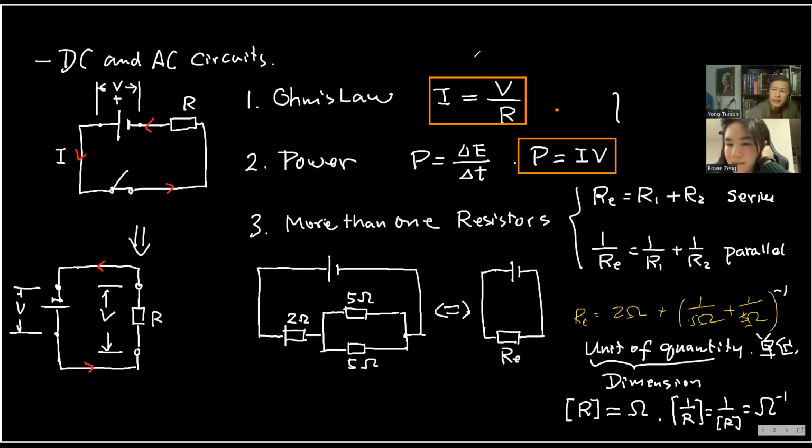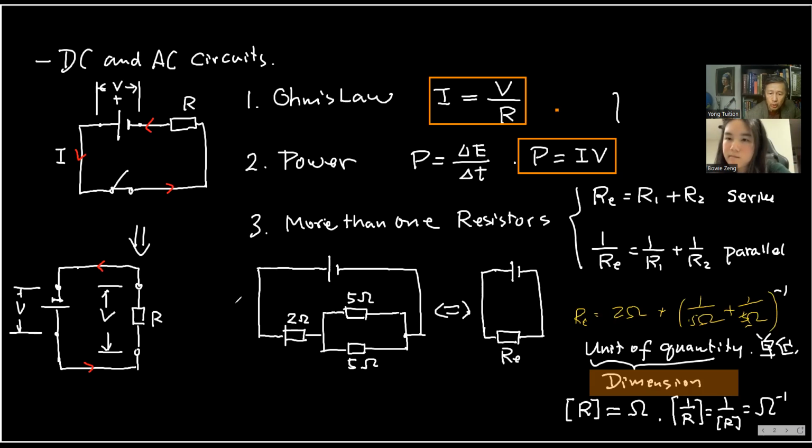Now, this is a very important idea. We can discuss more about the dimension of a unit. This is called dimension analysis. If you have an unknown equation, you can first judge whether it is correct or wrong by checking the dimensions on both sides.